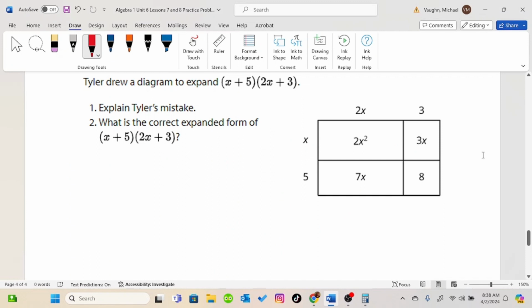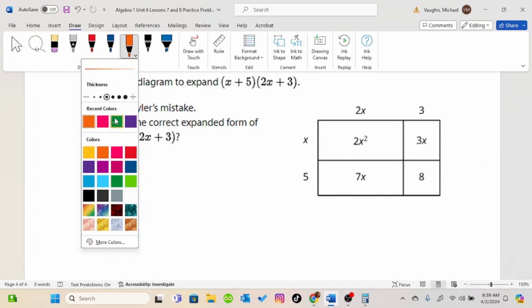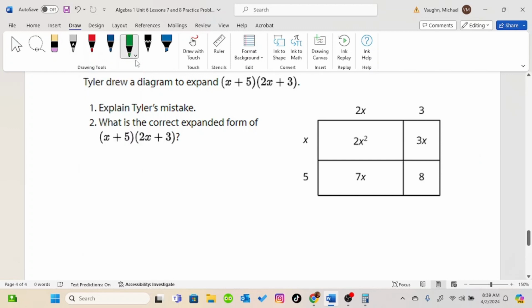Tyler drew a diagram to expand x plus 5 times 2x plus 3. Explain Tyler's mistake. As we work through, 2x times x is 2x squared. Tyler's correct here. 3 times x is 3x. Tyler is correct here.